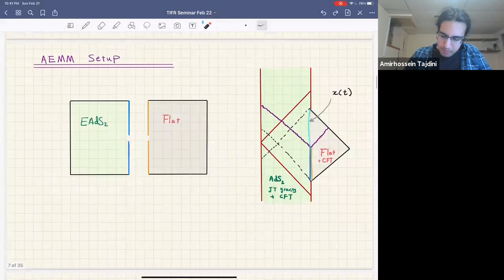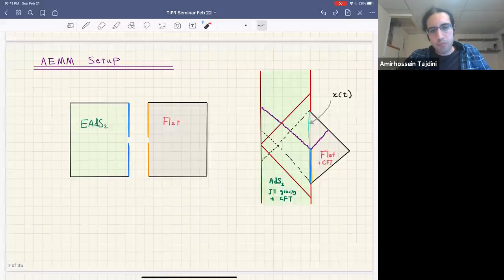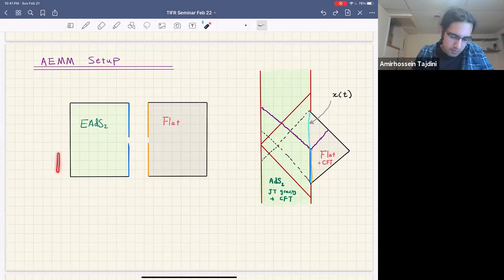Actually, one of the first papers which started the whole development was this paper by Almheiri, Engelhardt, Marolf, Maxfield. They used a quench setup where they had some AdS2 geometry and some flat space geometry that weren't in contact with each other. So this is the Euclidean picture for them. And then at some small Euclidean time, they become in contact with each other.